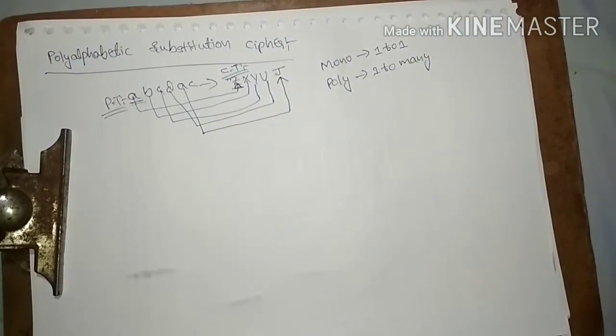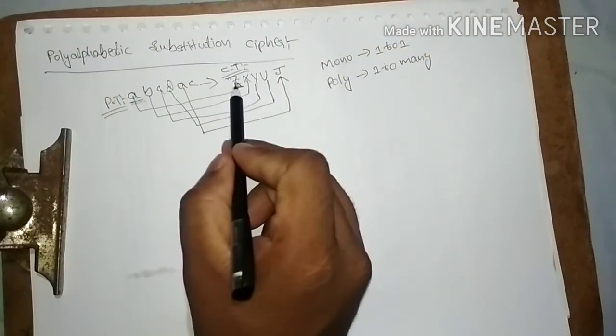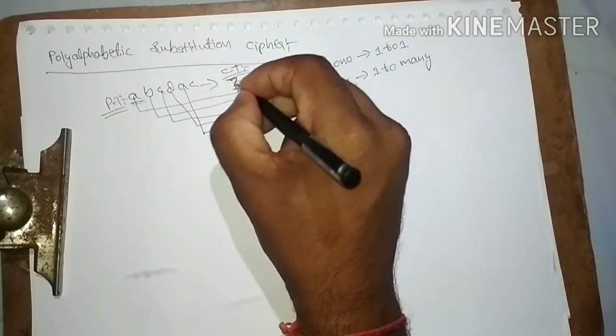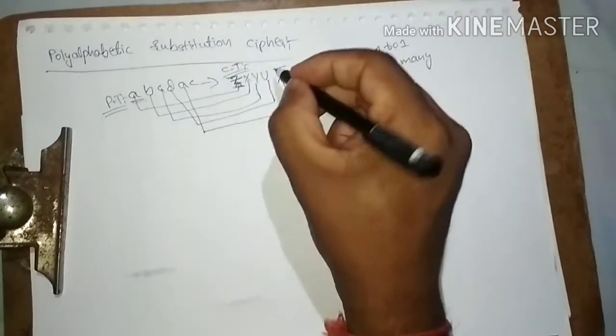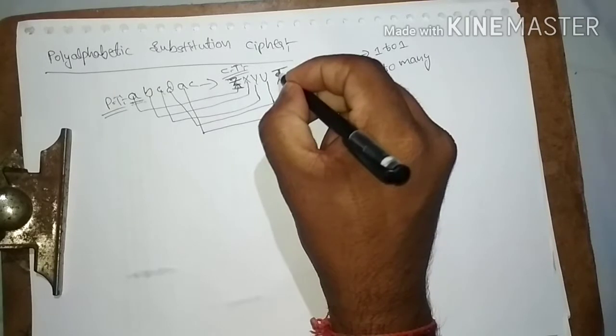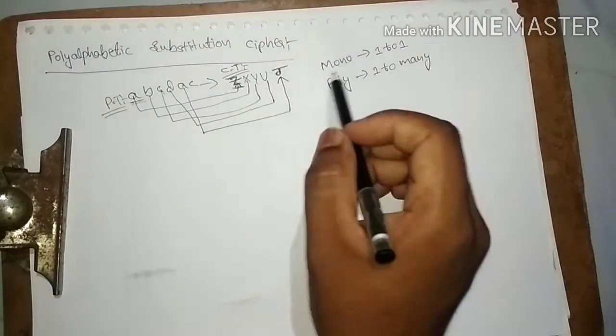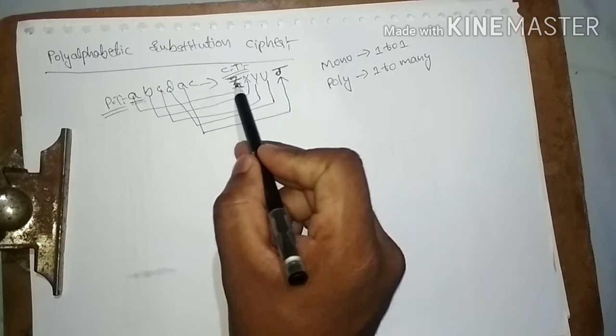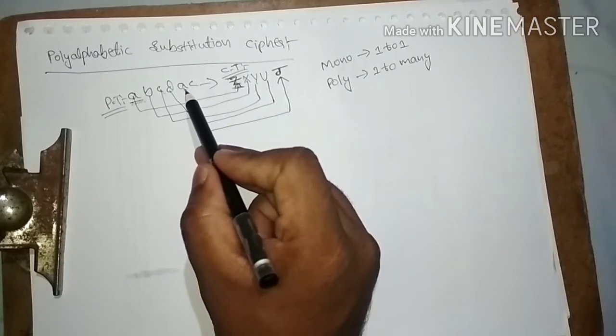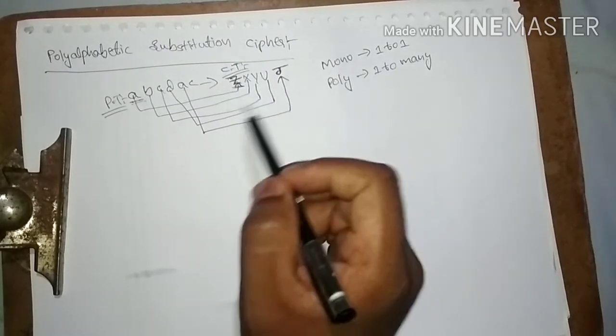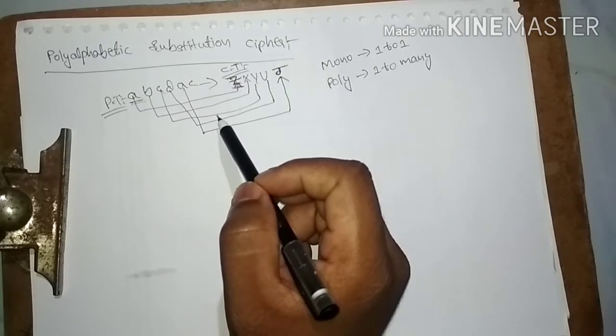Okay, that means in one case A will become Z, in another case A will become J. This is polyalphabetic. In monoalphabetic A will become Z, then again when A repeats, this will also be Z, not J. Okay, that is in monoalphabetic.